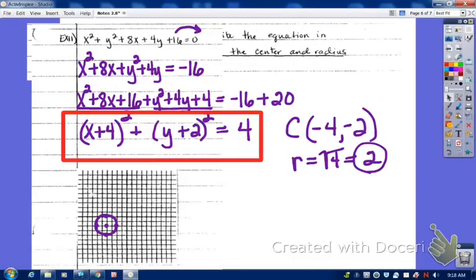And then you have to remember, this is what a lot of people forget, you just added 16 and 4 to the left-hand side, so that means you added 20 to the left, so you got to turn around and add 20 to the right. And then each trinomial factors into a binomial squared, and the two numbers on the right combine to be 4. Questions about that process?